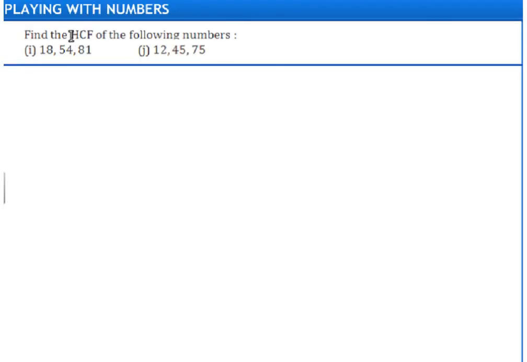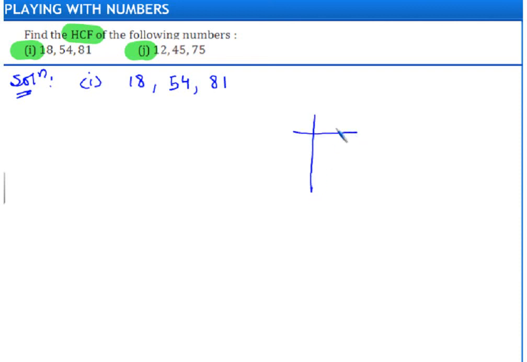In this question, we have to find the HCF of the following numbers. Let's begin with the solution. And first we will find the HCF of 18, 54 and 81 with the help of prime factorization method.